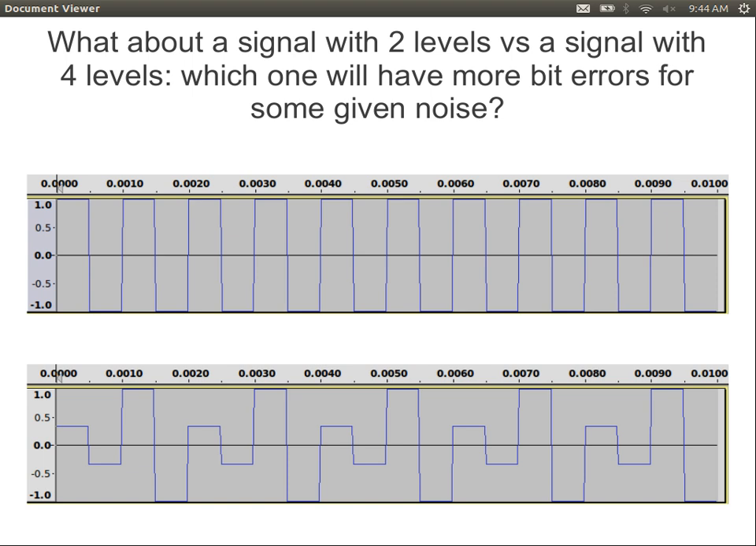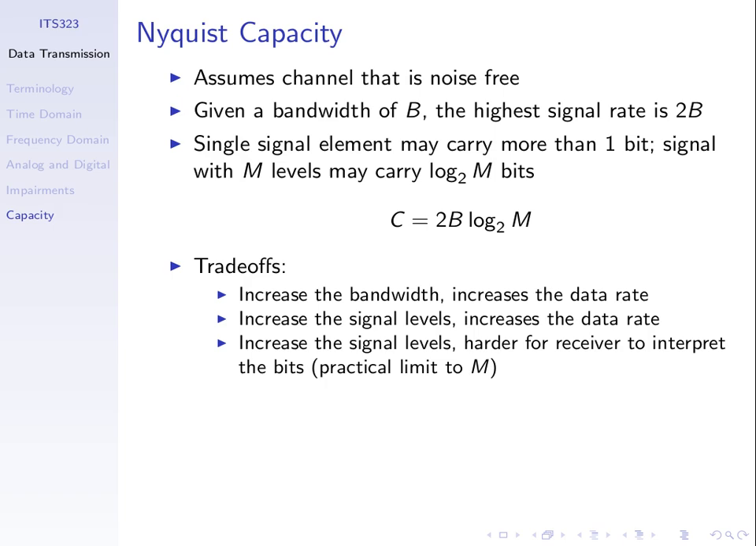So the Nyquist capacity equation, when we say capacity, we mean the data rate, the maximum number of bits per second, is 2 times the bandwidth, which really gives us the signal rate, times log base 2 of the number of levels we use for our signaling scheme. And we see that in our example of our two signals, and it applies to others as well. Assuming no noise, it's under the ideal assumption that there is no noise in the environment.